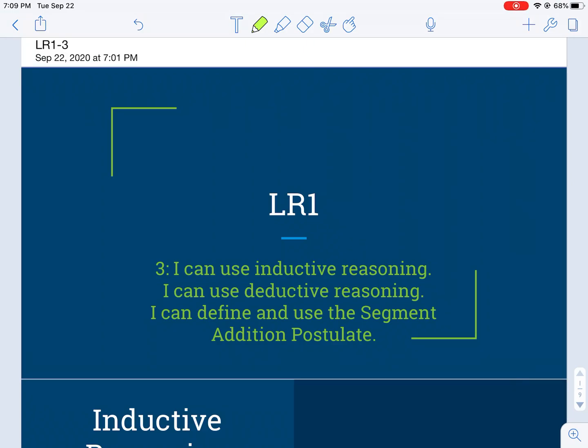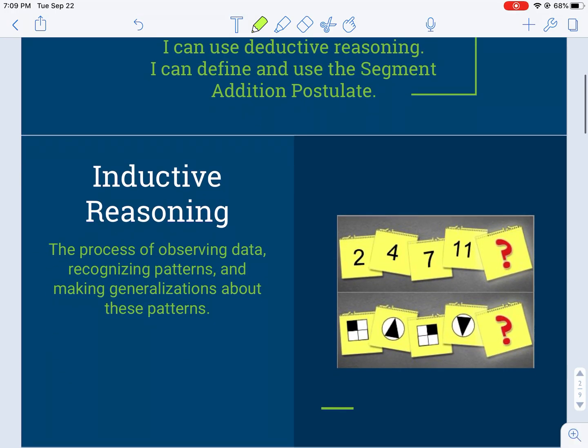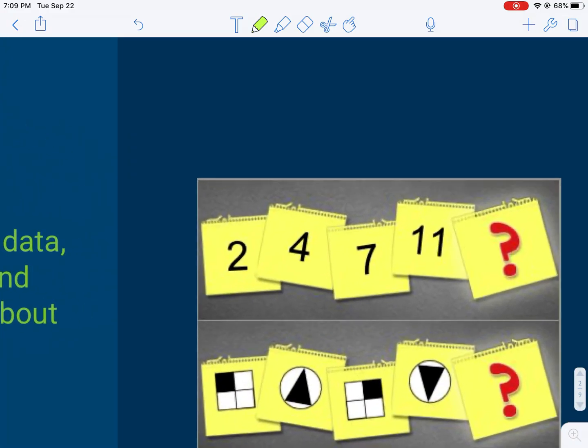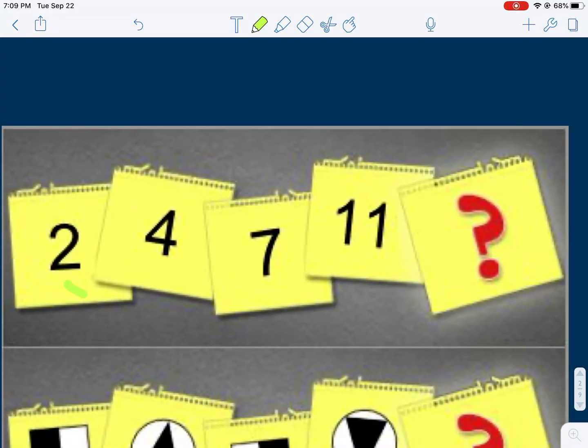On LR1-3, we are using inductive reasoning, deductive reasoning, and the segment addition postulate. Inductive reasoning is when we look at data and we recognize a pattern. So if I look at something like this and I say, okay, I'm going up 2, and then I'm going up 3, and then I'm going up 4, so my pattern tells me I'm probably going to go up 5 next time.